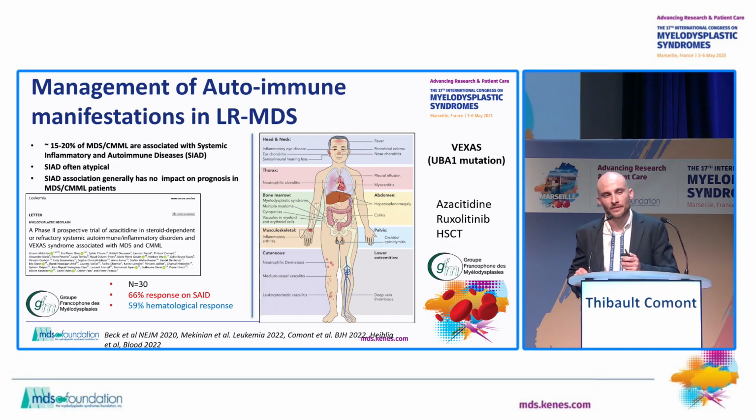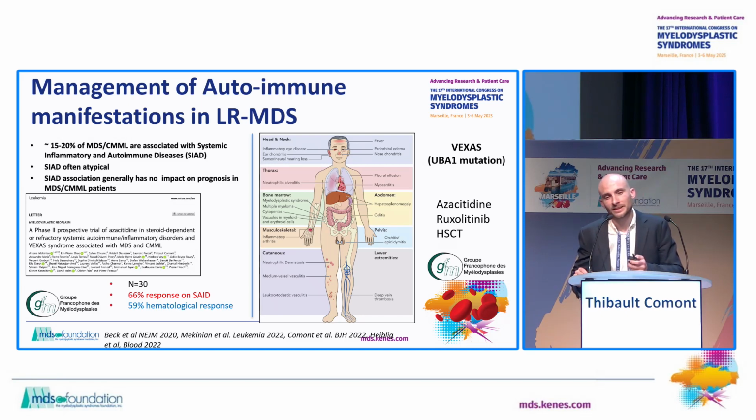Finally, I said before that MDS or CMML are associated with systemic autoimmune and inflammatory diseases in approximately 20% of patients. Steroids or biologics are currently used, but the French group of myelodysplasia showed before that azacitidine, which is a treatment for high-risk MDS, has a good response in this kind of patient, with a response rate of more than 60% of patients.